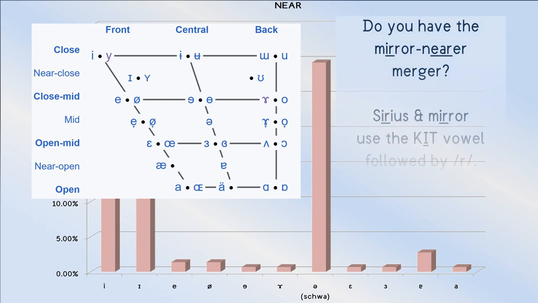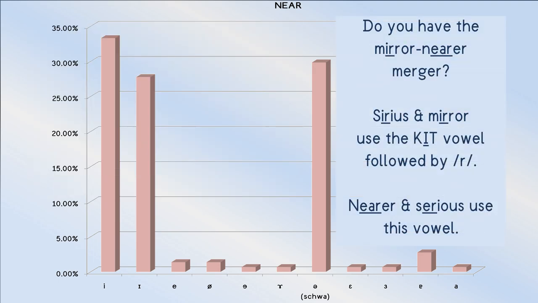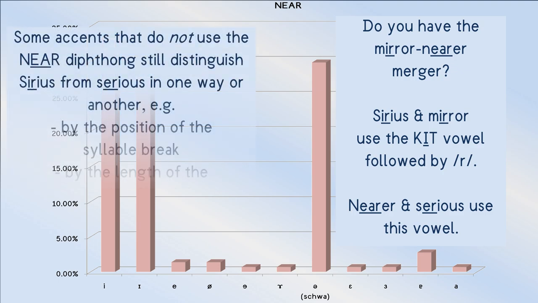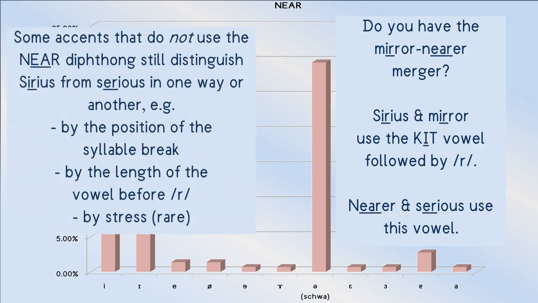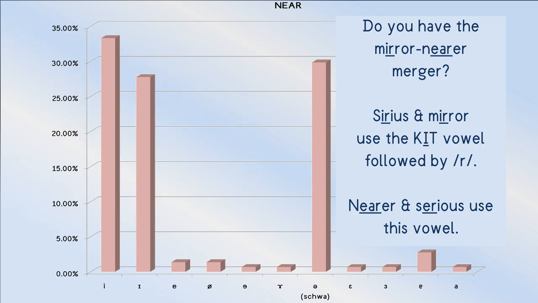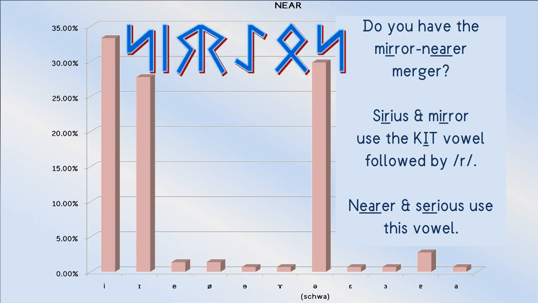If you do, then the word serious, as in I'm being serious, will sound the same as the star constellation Sirius. If they sound different, then you don't have the merger. In that case, the star constellation Sirius uses the kit vowel followed by ur. Write that as is double rad, preferably as a bind rune, as you would for the letter vowel, or the vowel in merry as opposed to Mary.